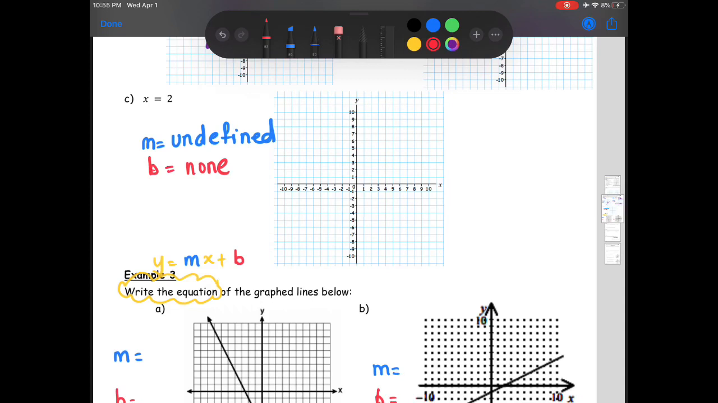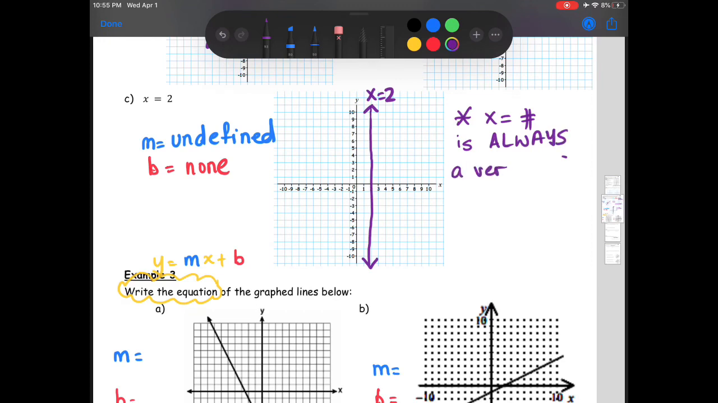And x equals 2 is a vertical line passing through, it's this line, 2. And that's x equals 2. So let's make a note here. X equals a number, any number. It could be 3, 4, 5. It is always, I'm going to write always in caps, a vertical line.